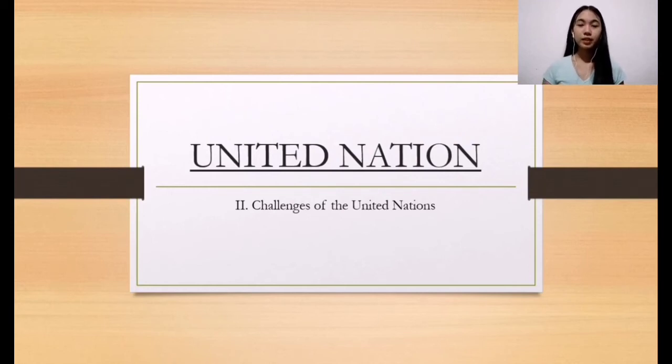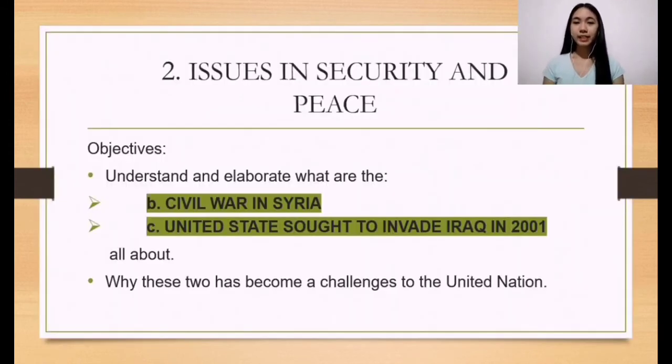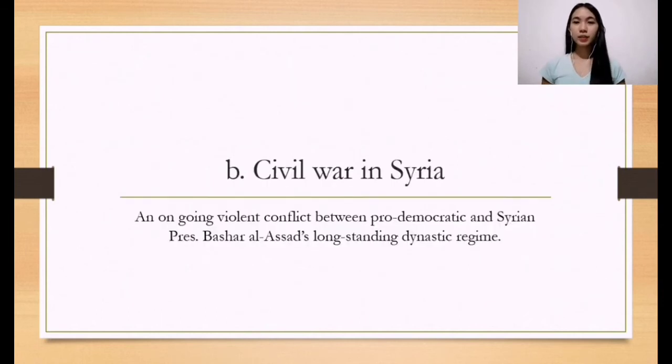Today I'm going to discuss the continuation of the second challenge of the United Nations, which is the issues in security and peace. Our main objectives here are to understand and elaborate what the civil war in Syria and the United States' attempt to invade Iraq in 2001 are all about, and why these too have become a challenge to the United Nations. So let's start with the civil war in Syria.